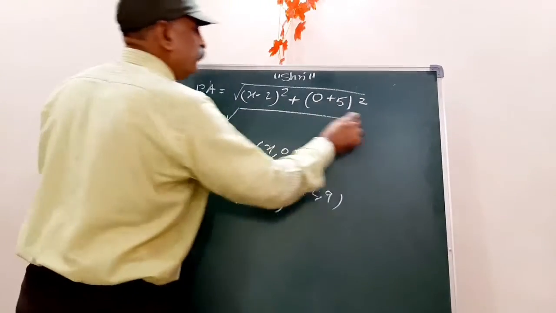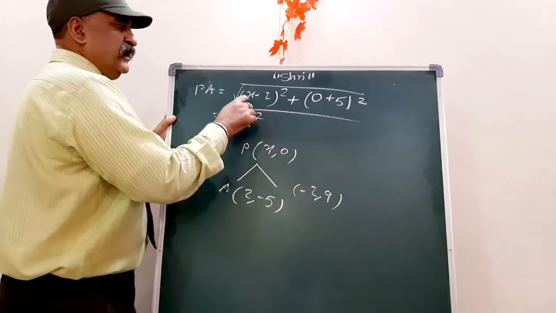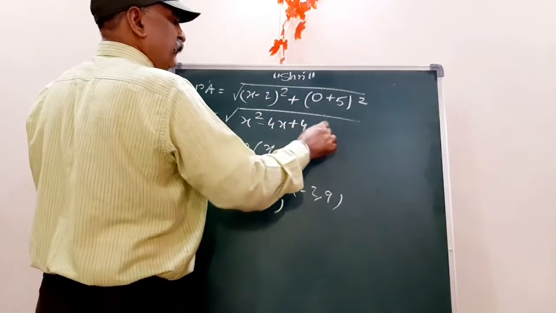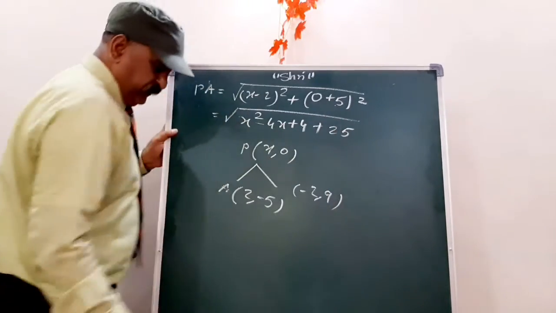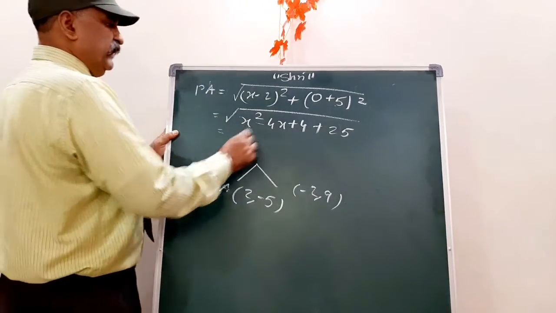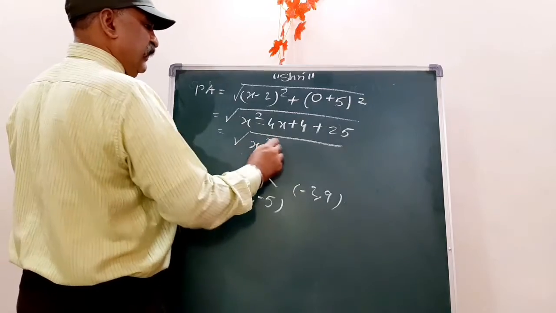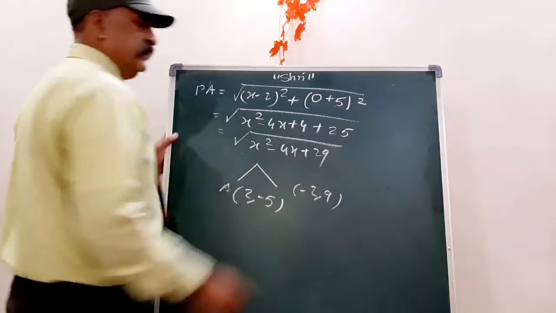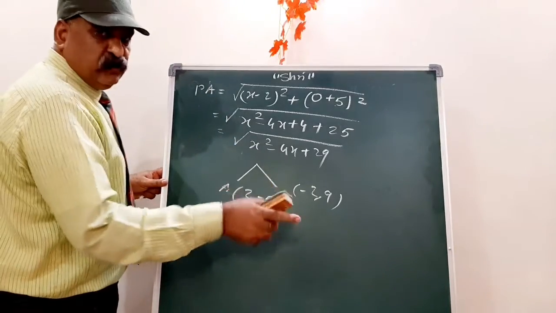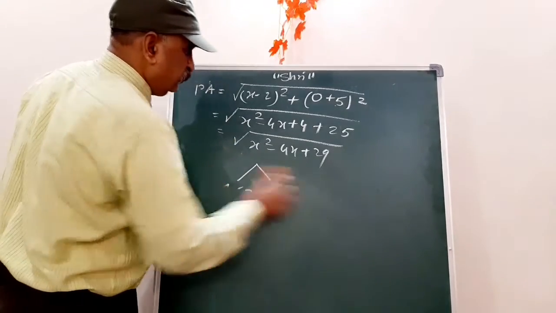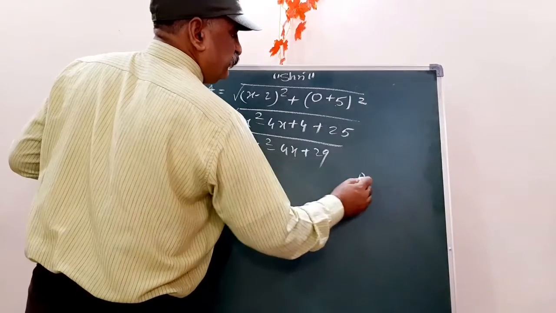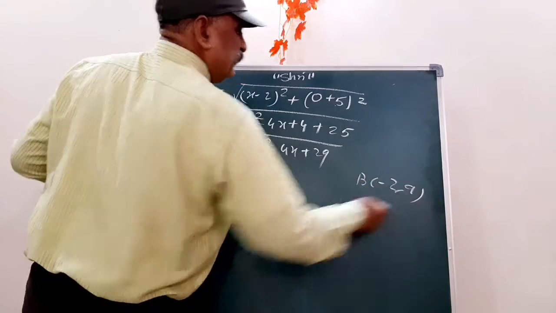It means under root x square. You can apply here the formula a minus b whole square. x square minus 4x plus 4 plus 5 square means 25. Now it will be under root x square minus 4x plus 29. This is your PA. Now find the PB. PB will be, the point you have taken x, 0, so minus 2, 9. It means point B is minus 2, 9.